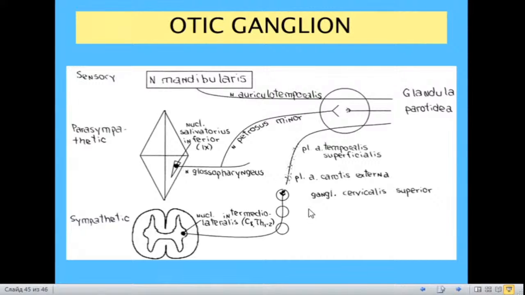And postganglionic sympathetic fibers traditionally arise from ganglion cervicale superius, form a plexus around the external carotid artery, and after that around the artery supplying the parotid gland. It is arteria temporalis superficialis, which is one of the terminal branches of the external carotid artery. And postganglionic fibers from the otic ganglion supply the parotid gland.